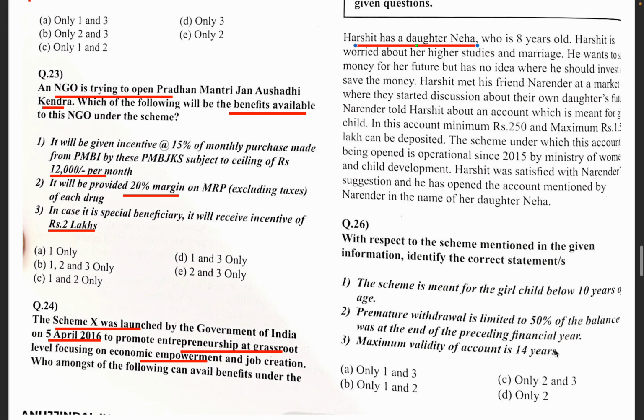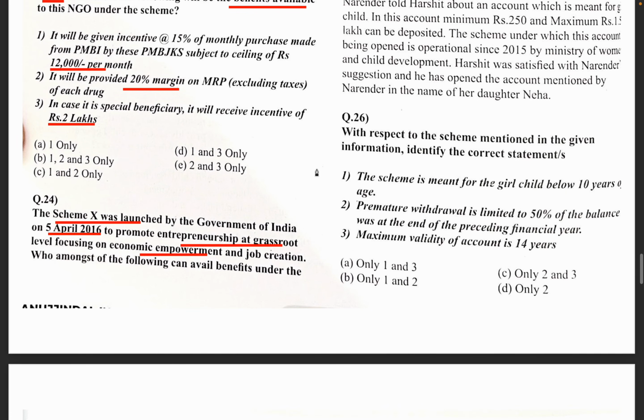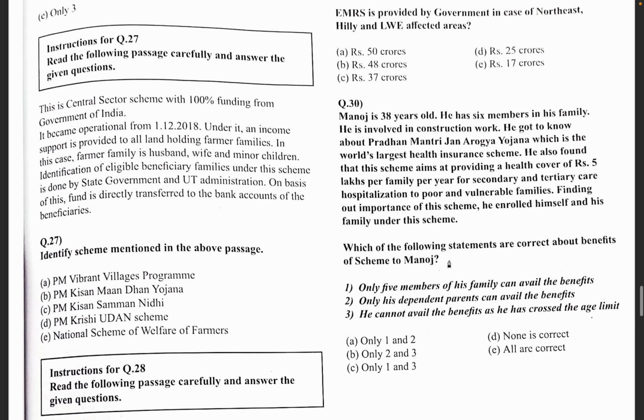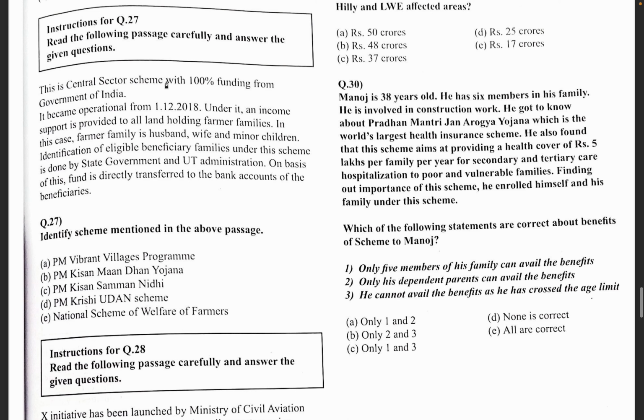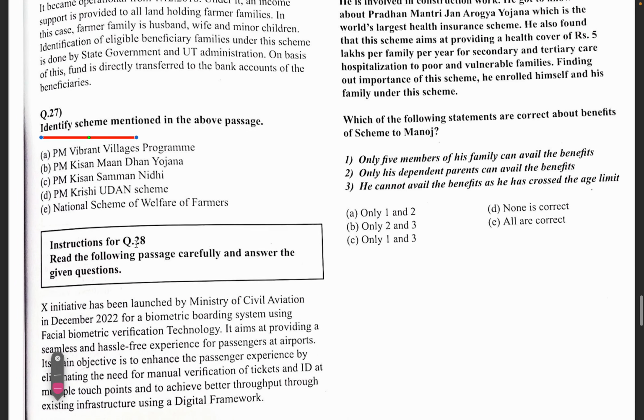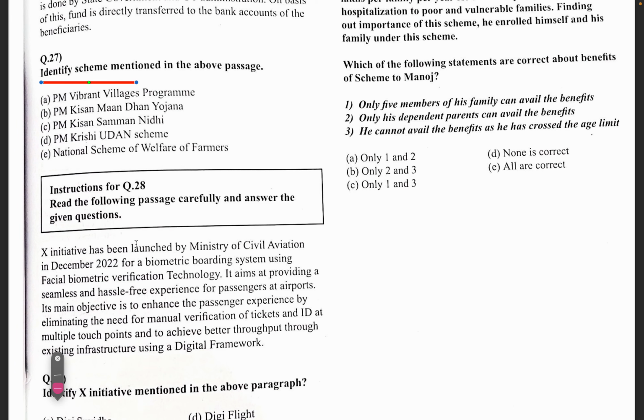Okay, tell me. Then their questions are related to when she can do premature withdrawal, what is the validity, what is the age for which the scheme is valid, and what is the age of that girl child. Like that, questions they have asked. Now again, they have asked about a scheme, and you need to identify what the scheme is. I think we now know they are not asking direct questions. They're giving you some information.